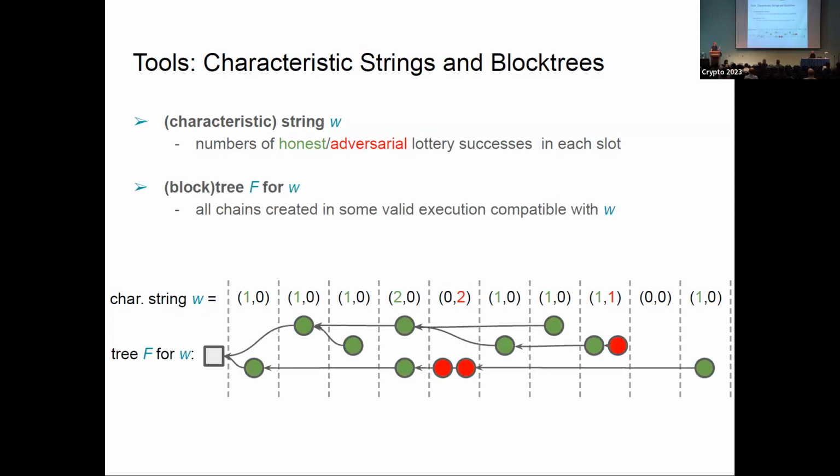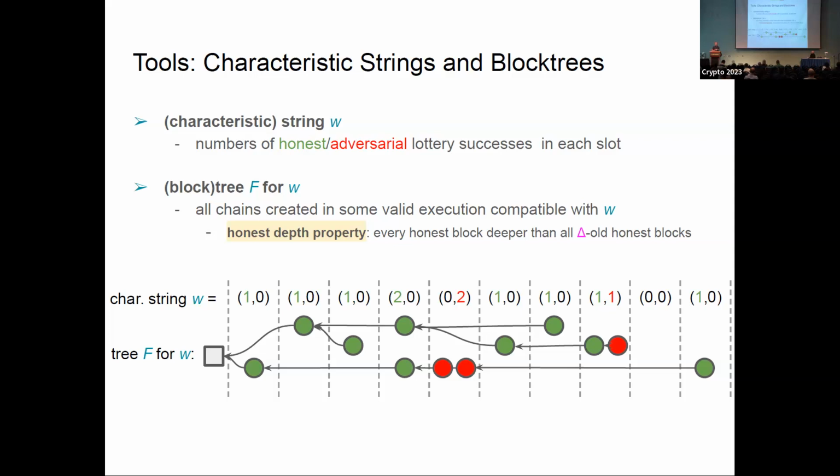And given such a string that describes the outcomes of the lottery, you can describe one execution of the protocol by a tree, just like the one I show you in the slides, which basically captures all the chains that were created in this execution of the protocol that is compatible with the string that describes the outcomes of the lottery. And for such a tree to be valid, to describe a valid execution, it needs to satisfy a set of properties.